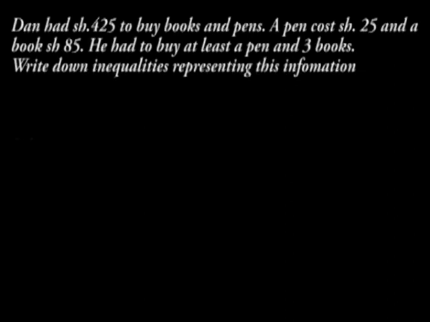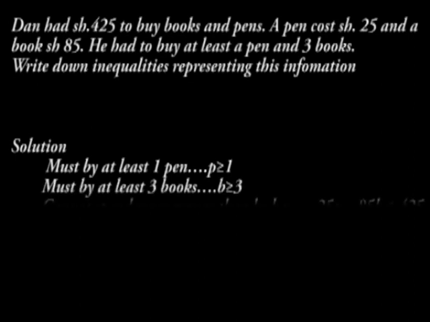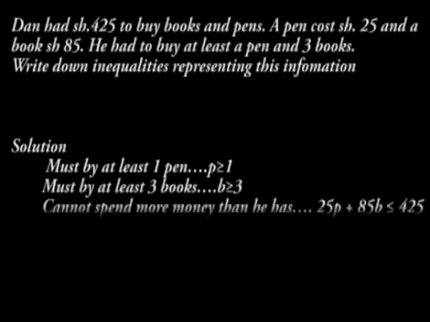In our solution, he must buy at least 1 pen, and therefore P is greater or equal to 1. He must buy at least 3 books, and therefore B is greater or equal to 3. He cannot spend more than 425 shillings, and therefore 25P plus 85B is less or equal to 425, which is simplified to 5P plus 17B is less or equal to 85.